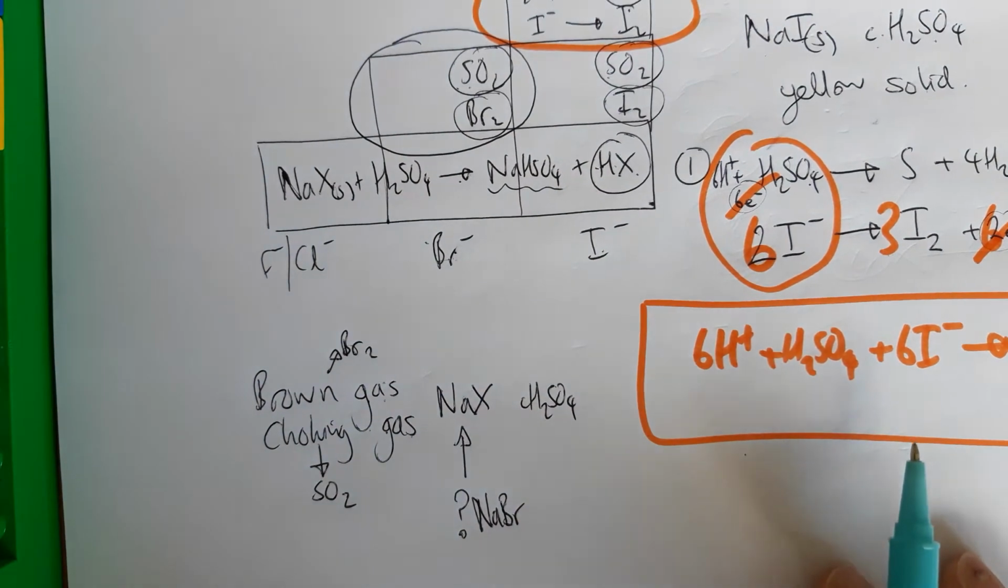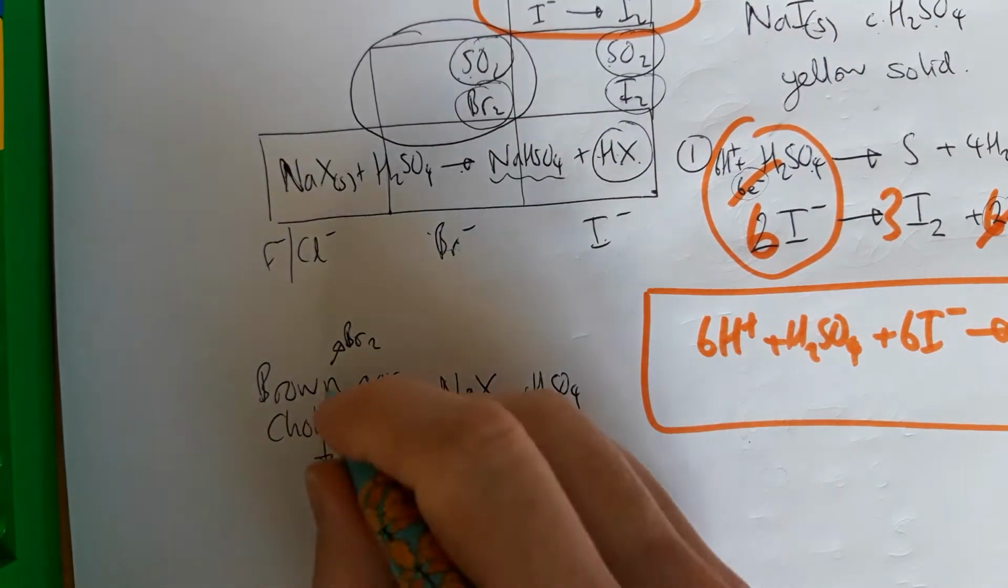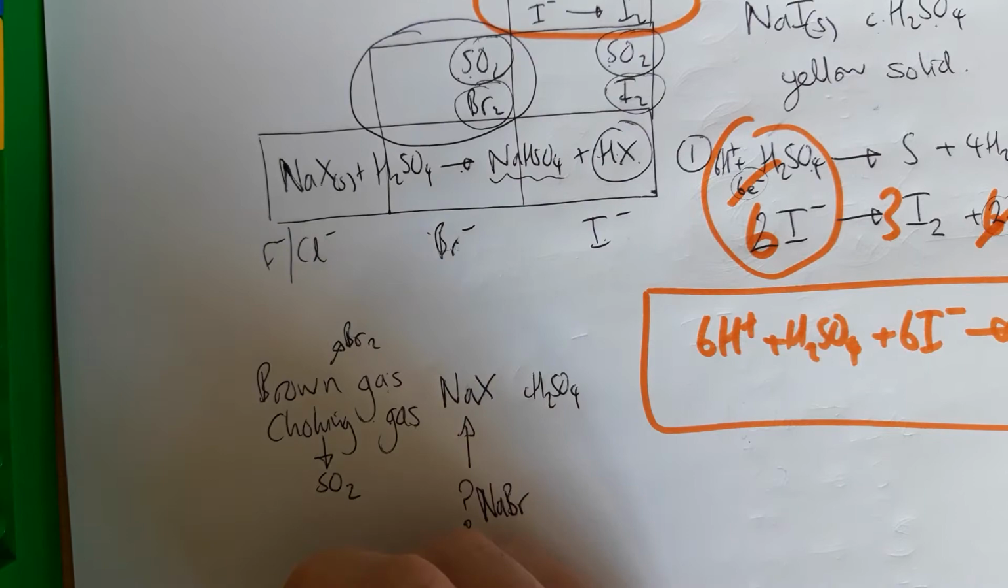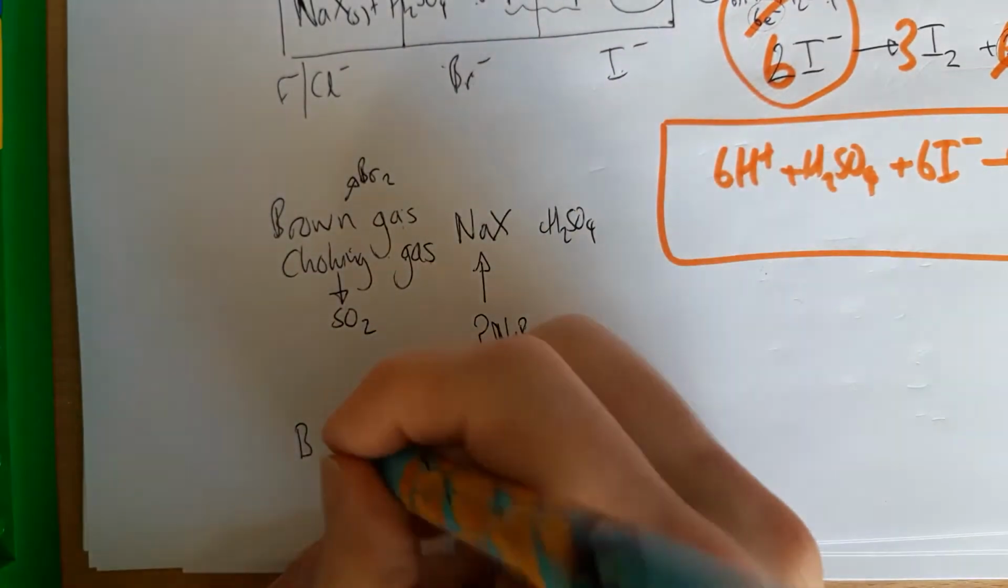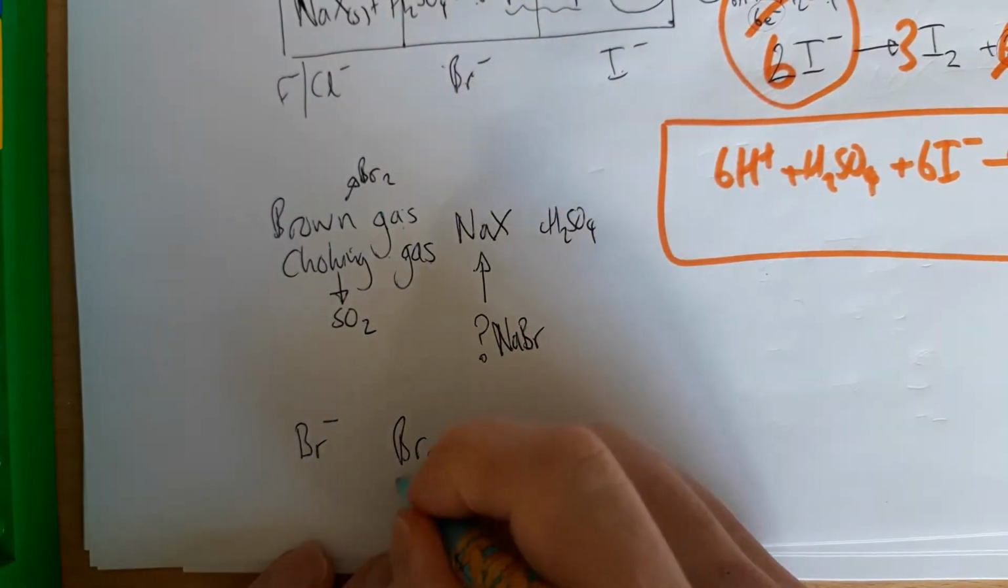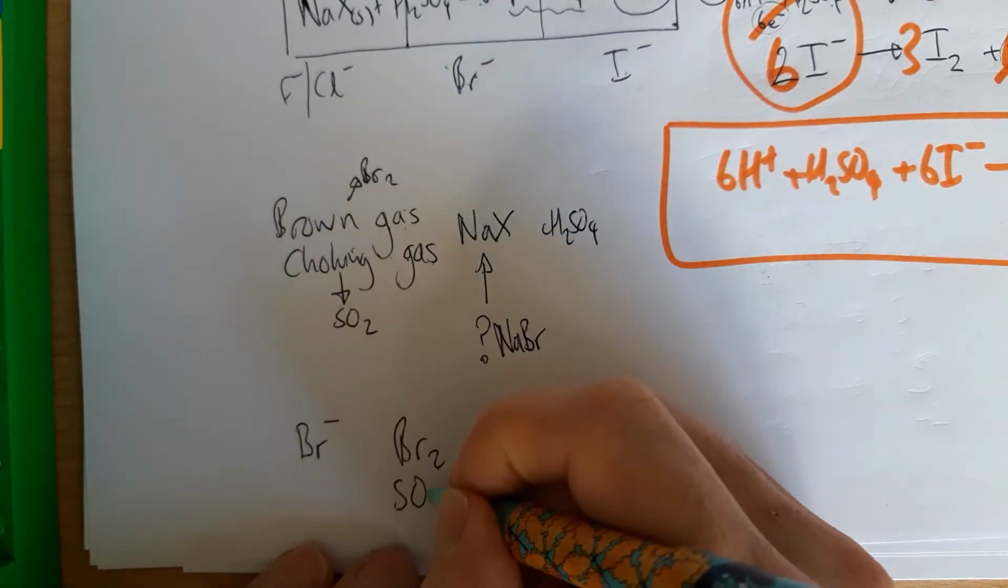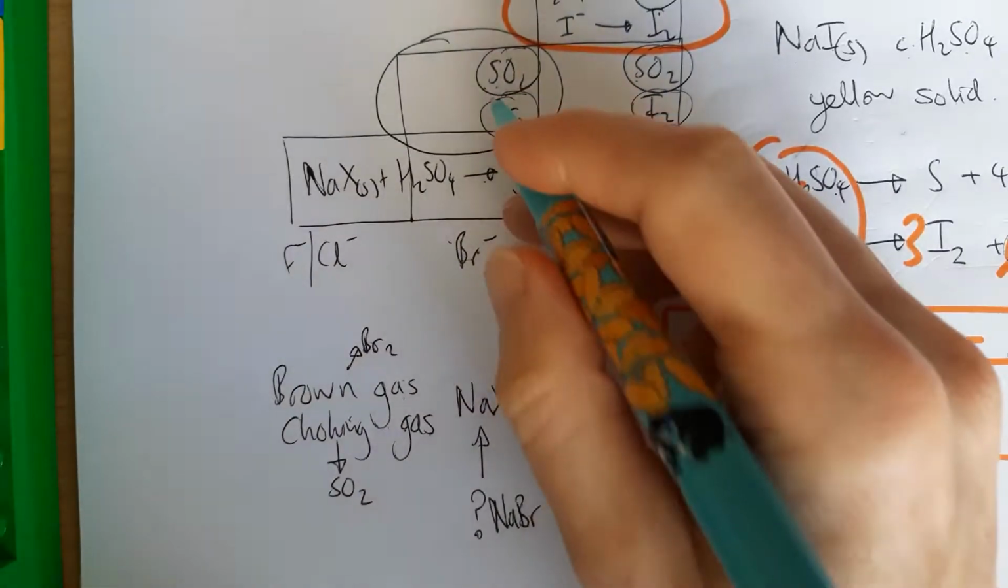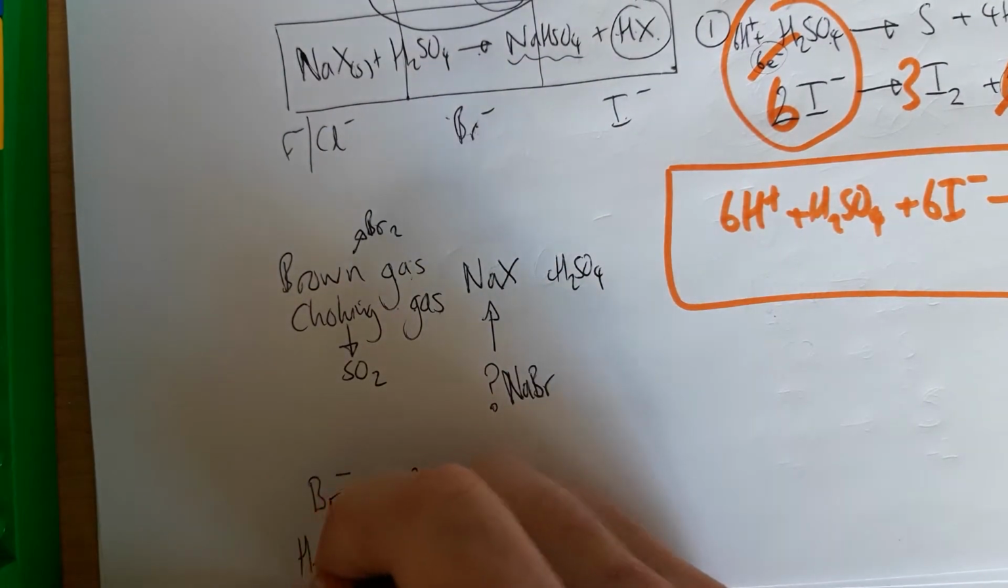If it asked you to write an equation, you would say, right, well, the brown gas is Br2. That must be formed from Br minus. And the choking gas is SO2. So I'm just writing out that little box up here, which must come from H2SO4.